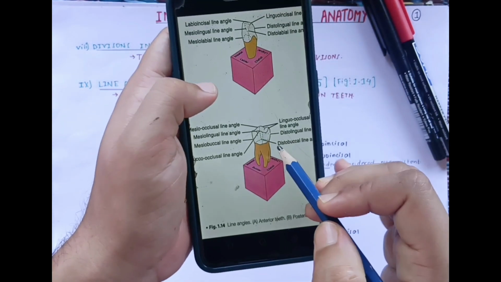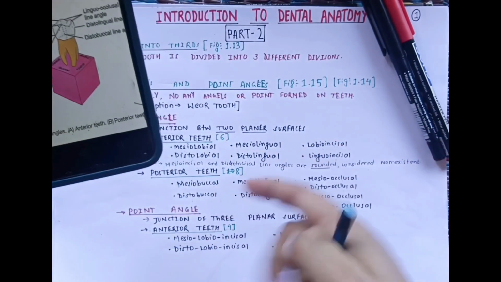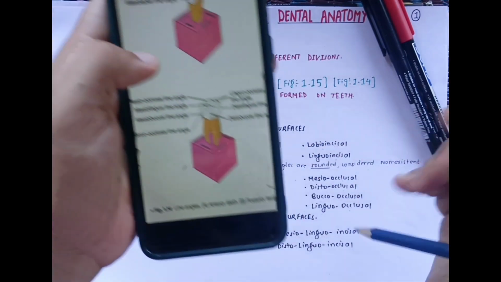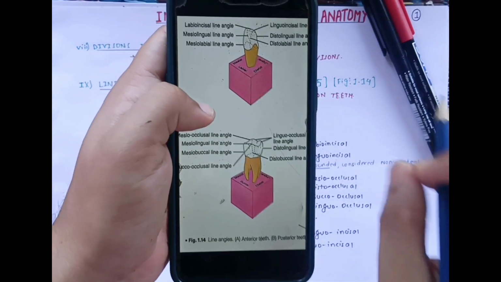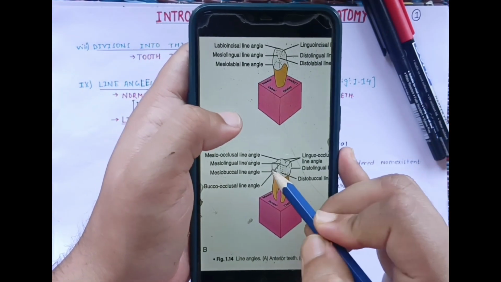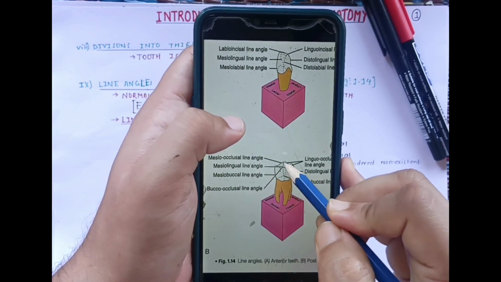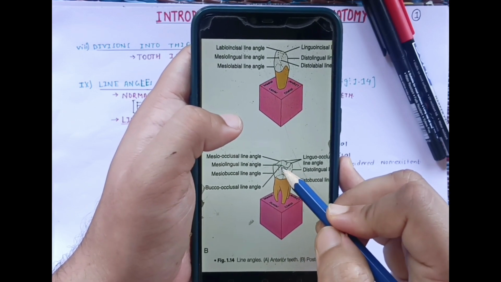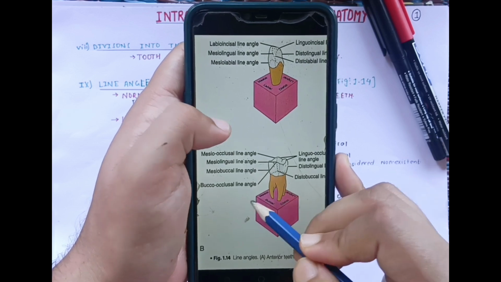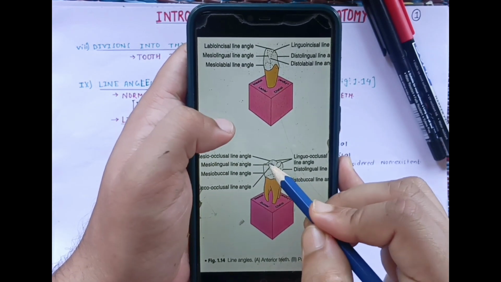Similarly, in posterior teeth it is easy to remember this. This question can be asked in our viva, so prepare it too. Here we can see a distobuccal line angle and mesiobuccal line angle, similarly a distolingual line angle, and on the back side, the dotted line is the distolingual and mesiolingual line angle.